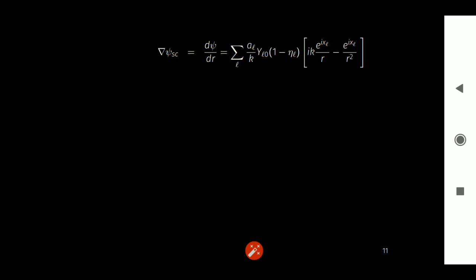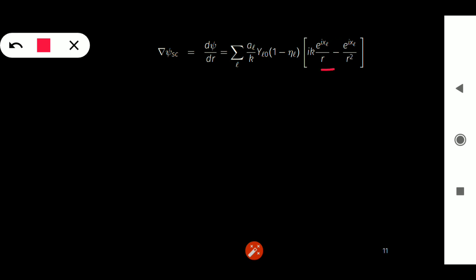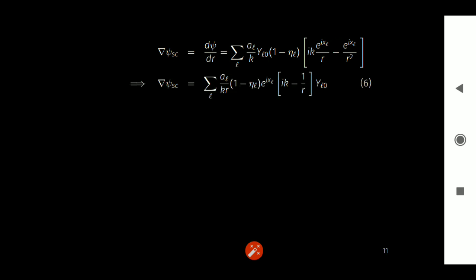Then let us calculate the gradient of ψ scattered. It is just a differentiation with respect to r. When you do that, you get this expression, and from it you can take r common outside. The gradient of ψ scattered will be equal to the summation of A_l by kr times (1 minus η_l) e to the power iχ_l times (ik minus 1 by r) into Y_l0.